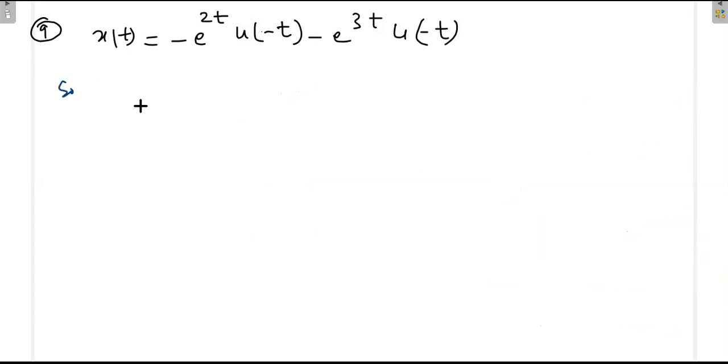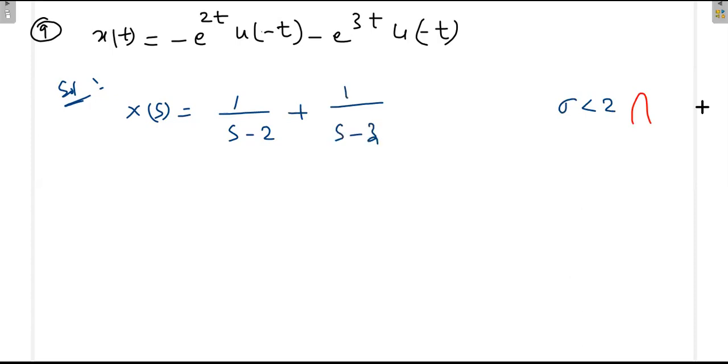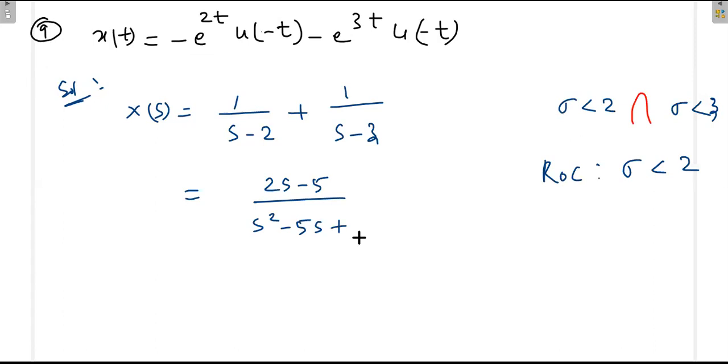Solution: X of s. This is the left sided signal, so 1 by s minus 2, and as it is left sided, ROC is sigma less than 2, intersection. The second signal is also a left sided signal, so again the minus we can absorb inside, so it is plus 1 by s minus 3, and as it is left sided, sigma is less than 3. Then what is the common ROC here? Sigma is less than 2 is the common ROC. Then if we simplify this, 2s minus 5 divided by s square minus 5s plus 6.